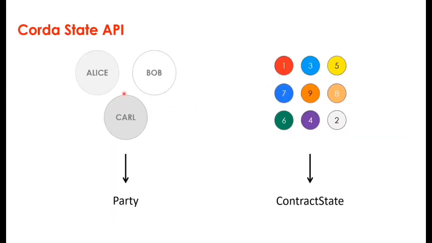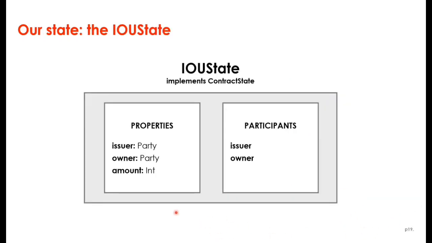Let's talk a little bit about the Corda State API. The Corda states have a library or an existing class called Party, and we'll take a look at that. It's available as an import through Java or through the Kotlin language, and then also contracts or the ledger through contract states. The IOU state class implements the contract state.